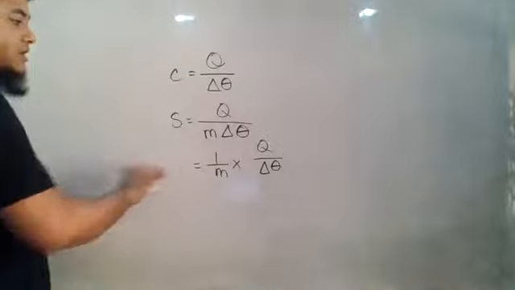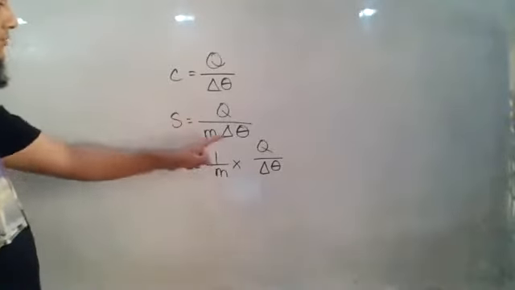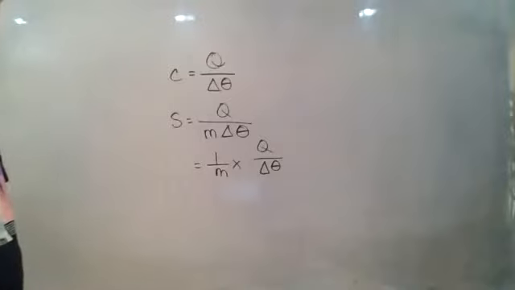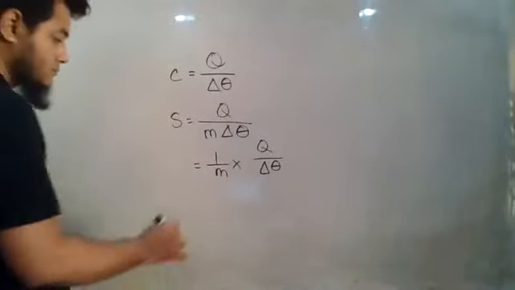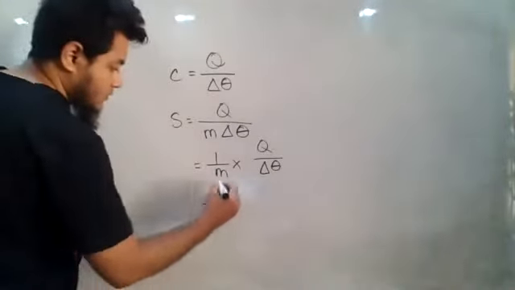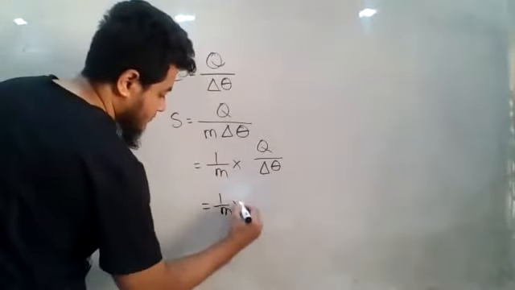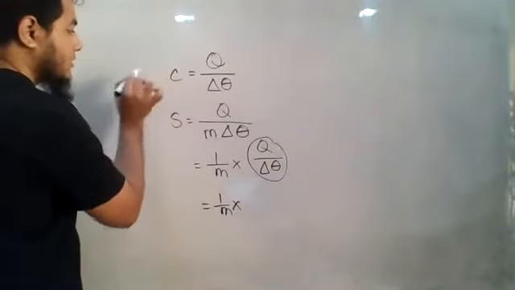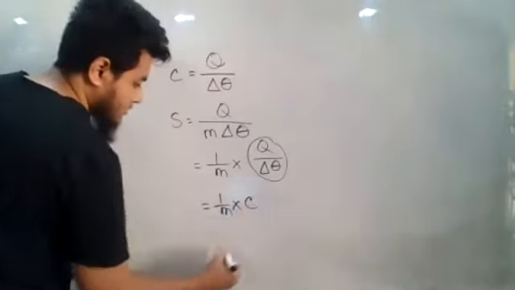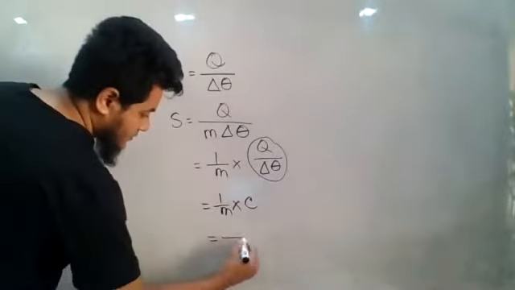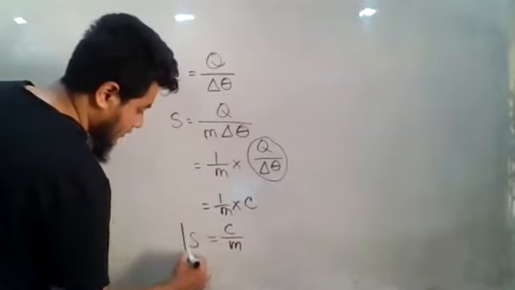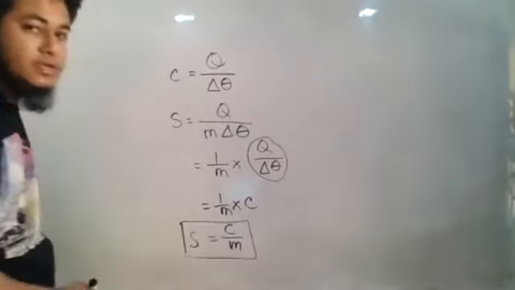Q by m del theta, can I write it 1 by m into Q by del theta? Can I write it in this way? Yes. So 1 by m, then Q by del theta. I will replace Q by del theta by C. So I will replace C here. So C into 1, it will be C divided by m. So S is equal to C divided by m.